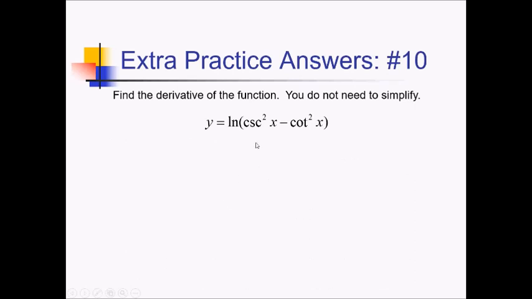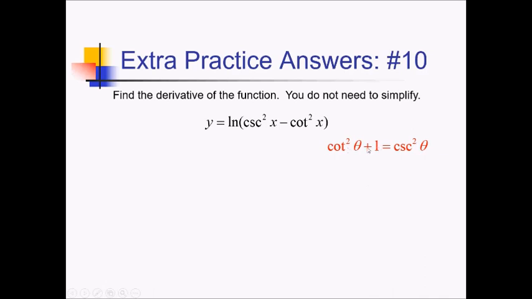For this problem, we're taking the ln of all this stuff and asking for the derivative of this. Now, at first glance, this looks like a chain rule with more chain rules inside of it. We can definitely simplify this, though. Cosecant squared and cotan squared are part of a trig identity. You might remember 1 plus cotan squared equals cosecant squared.